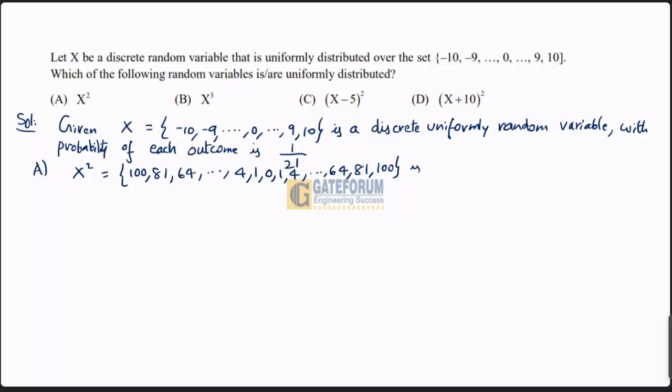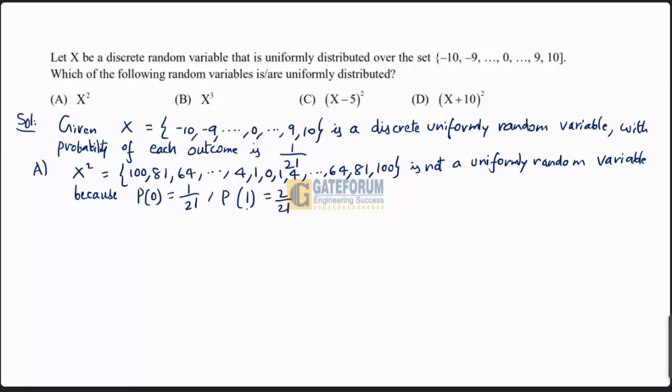So it is not a uniformly distributed random variable, because the probability of the outcome 0 is 1 time, 1 by 21, total outcomes 21. The probability of the outcome 1 is repeated 2 times, 2 by 21. So these two are not the same, which is not uniform.